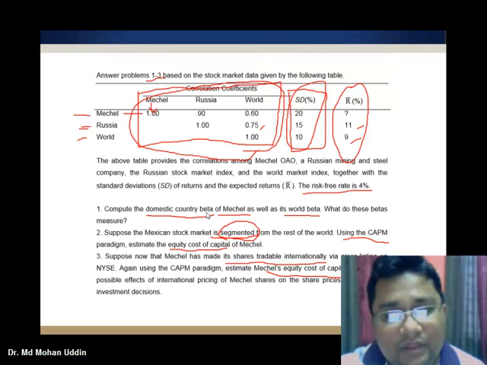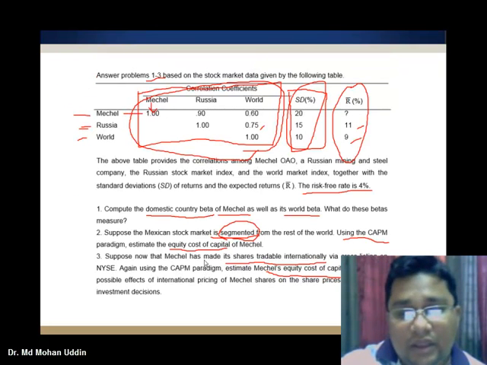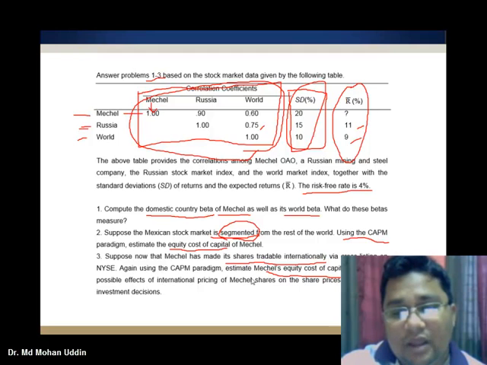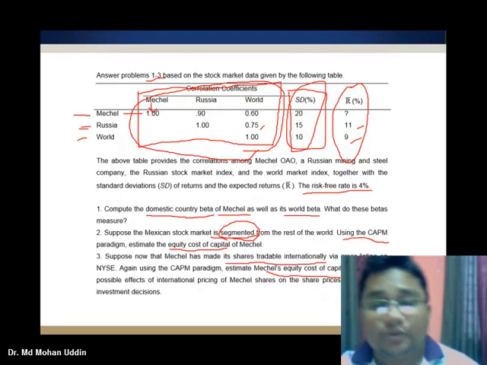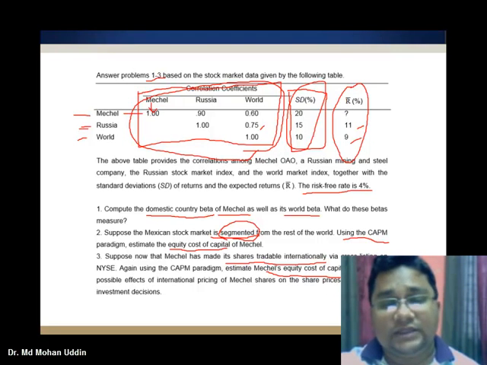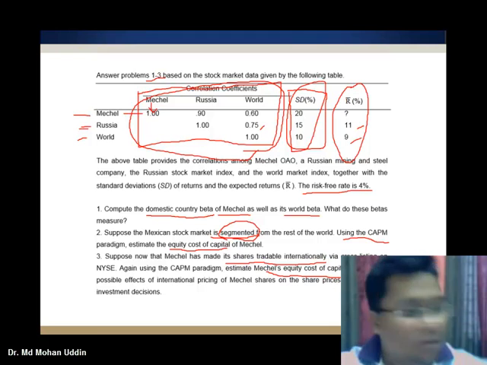Let us go back and see. The third question is, suppose now that Michelle has made its shares tradable internationally via cross-listing on the New York Stock Exchange. Again, using the CAPM paradigm, estimate Michelle's equity cost of capital. So this is the first part. At first, we have to estimate the equity cost of capital if the market is integrated by cross-listing and other things.